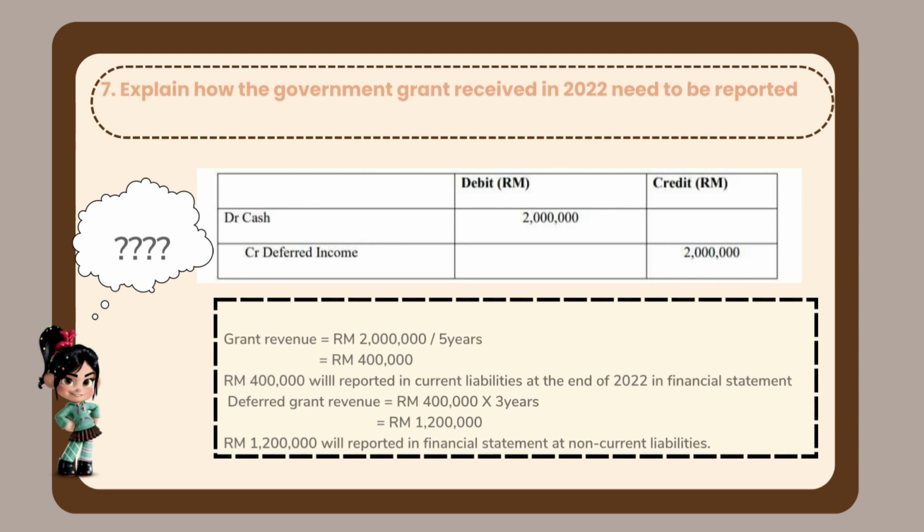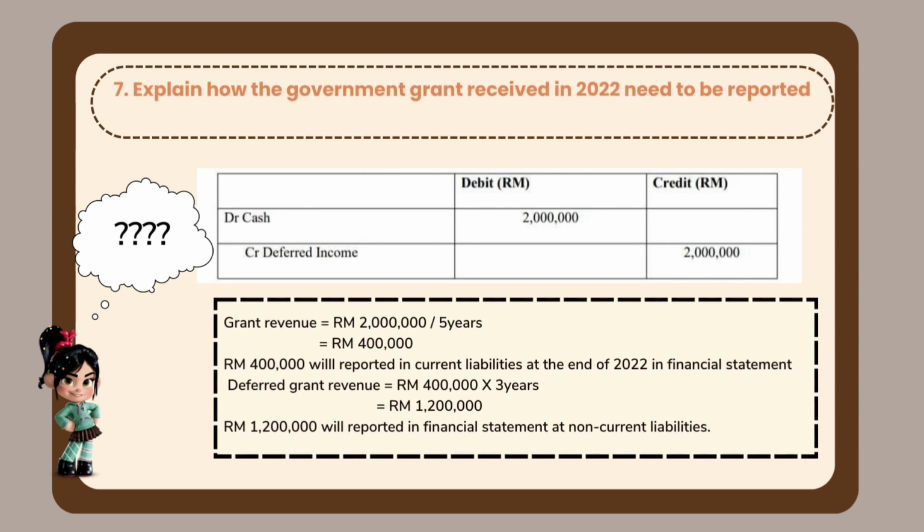Explain how the government grant received in 2022 need to be reported. Cash will debit 2 million ringgit and dividend income will credit 2 million ringgit. To get grant revenue, 2 million ringgit will divide by 5 years and get 400,000 ringgit. 400,000 ringgit will be reported in current liability at the end of 2022 in financial statement. Then grant revenue, 400,000 ringgit will times 3 years and get 1,200,000 ringgit. 1,200,000 ringgit were reported in financial statement at non-current liability.